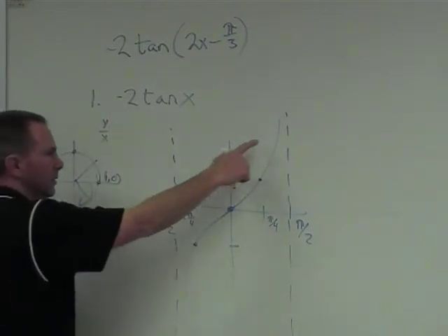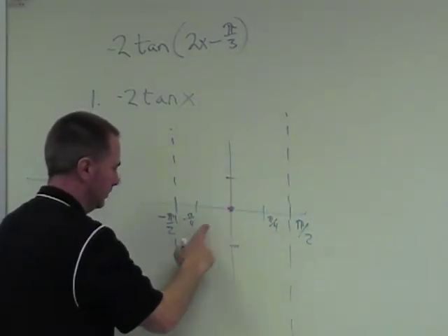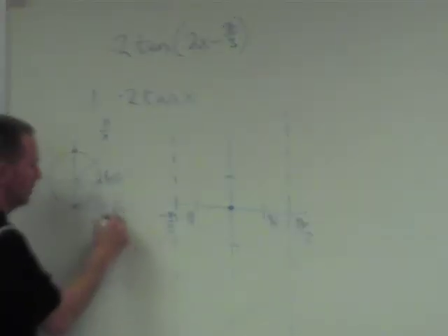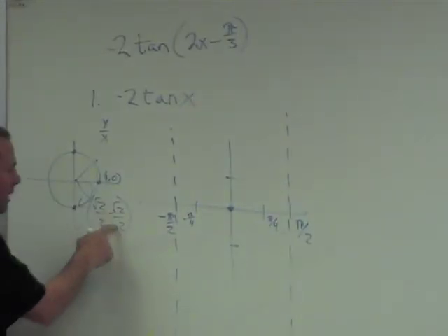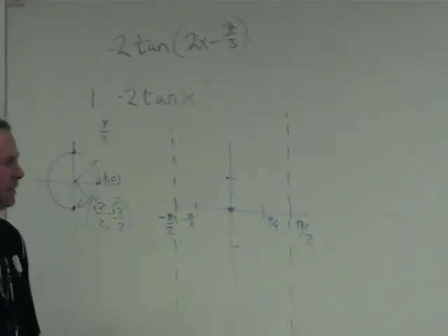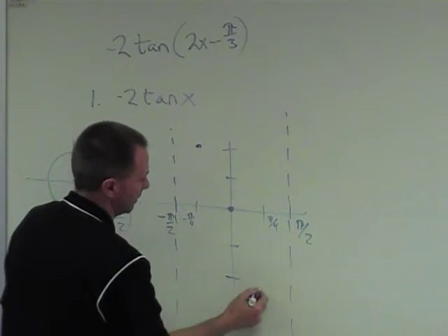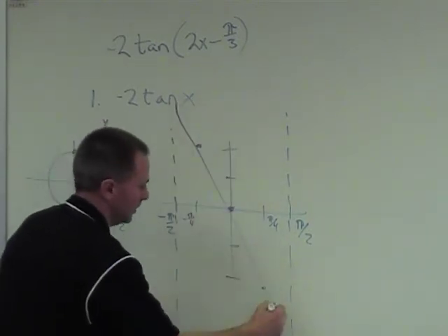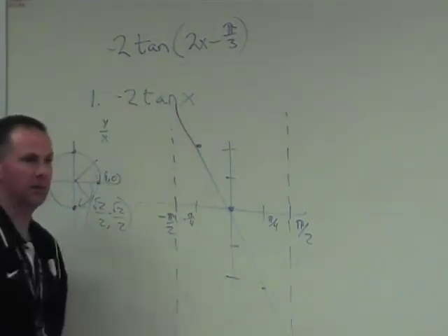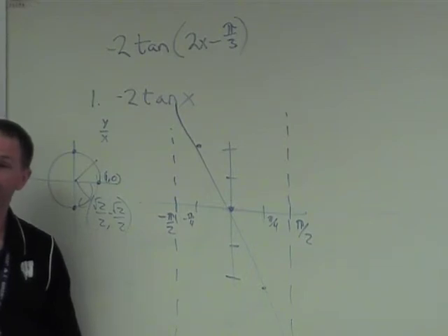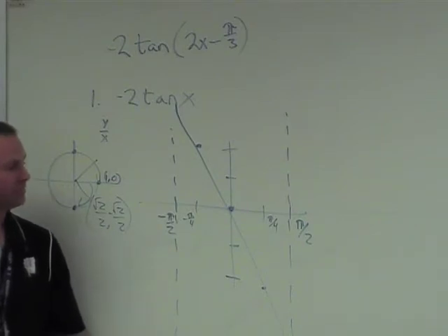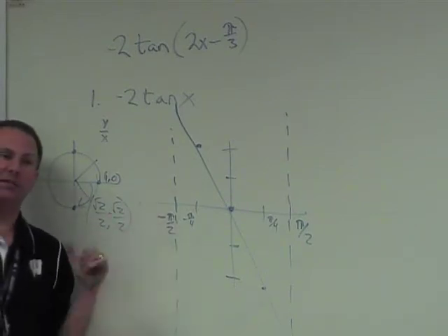What does this do? If negative pi over 4 is y over x, that's negative 1. What's negative 1 times negative 2? Positive 2. It changed everything. So the amplitude stretches that curve out that's around the origin. Alright, so that's the basic function of tangent. We good?